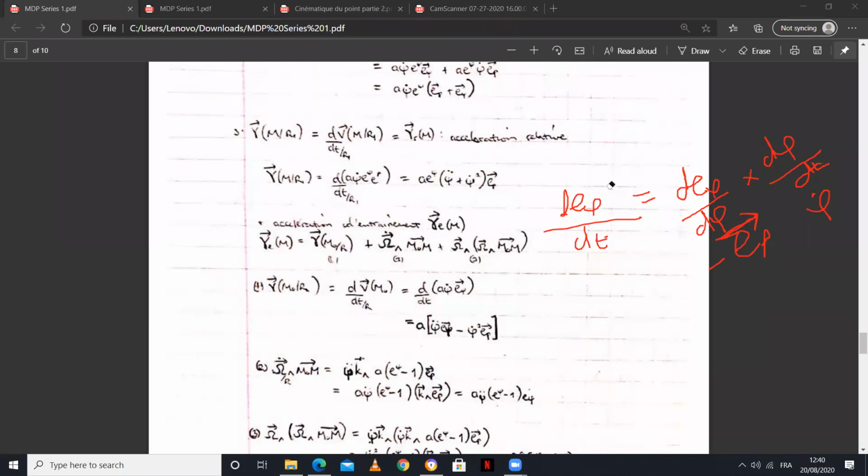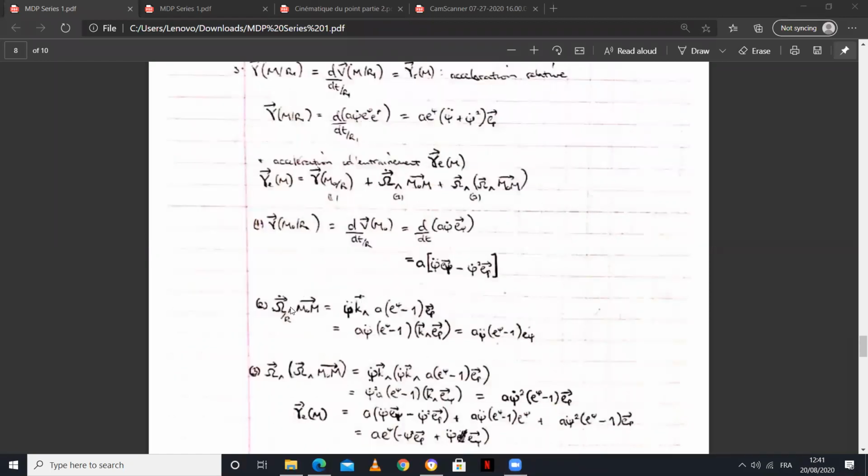Oui. But you haven't written phi point. Phi point is here, this one here. It's phi point carré, phi point carré. There's a carré here, this square here. Oh, okay. You get it? Yeah, I get it. Okay, great. It's clear for this first part of the vitesse d'entraînement. Okay, I guess it's clear.